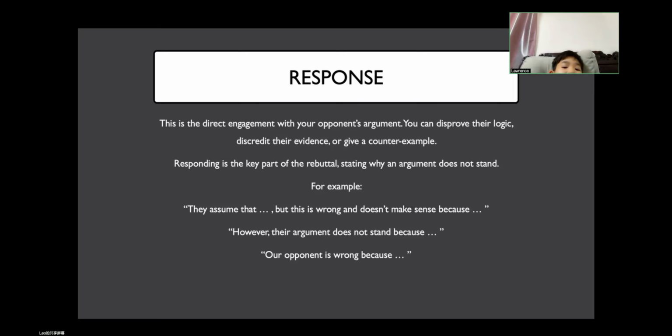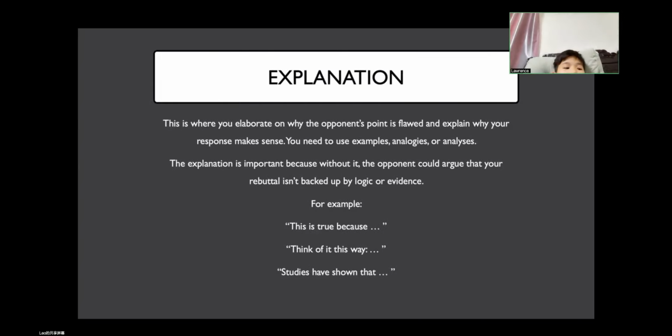Responding to the point is the key part of the rebuttal you are making, by stating why the argument of the opponent does not stand in your world. For example, they assume that something, something, something, but this is wrong and does not make sense because something. However, the argument does not stand because something, or our opponent is wrong because something. A full example in the motion would be this: this assumes businesses can adapt.